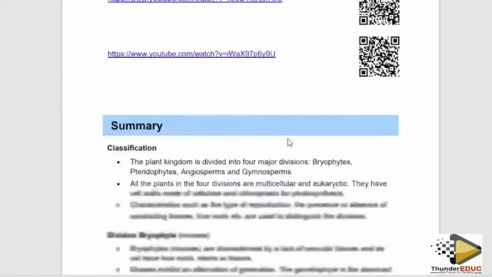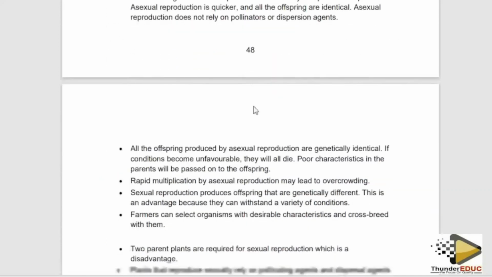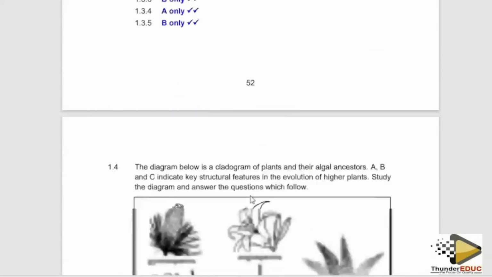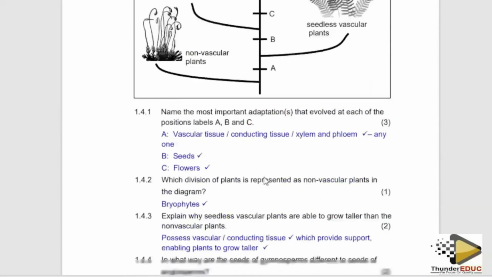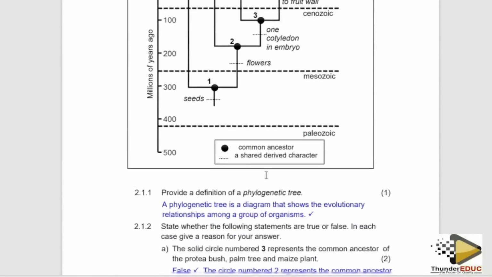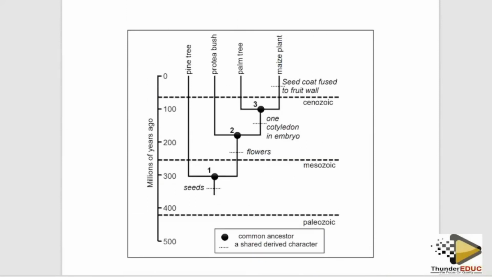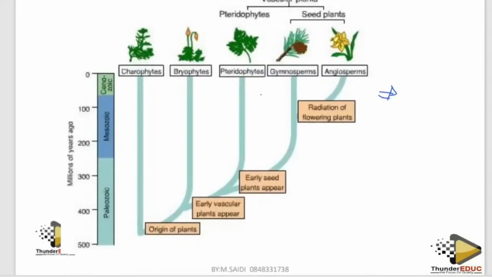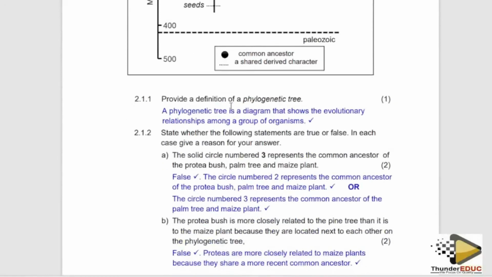Let me show you some questions which we can ask you. Some questions like this. Provide a definition of a phylogenetic tree. A phylogenetic tree is a diagram that shows evolutionary relationships among a group of organisms, or among organisms of the same kind.